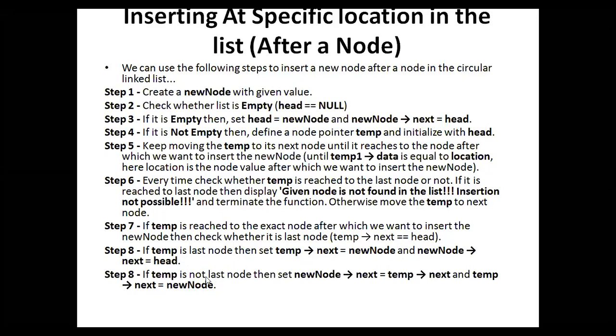If temp is not the last node, then set temp tends to next equal to new node tends to next, and new node equal to temp tends to next. If it is not the last node, you just have to swap the temp next address into new node next. That's all. Okay, clear guys?